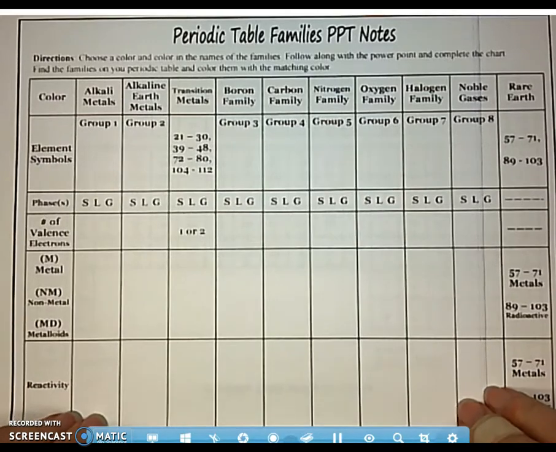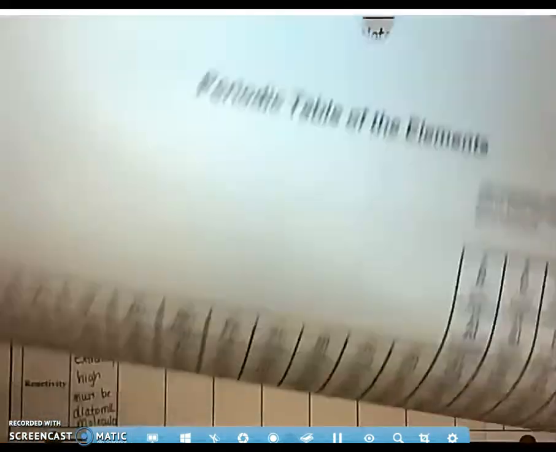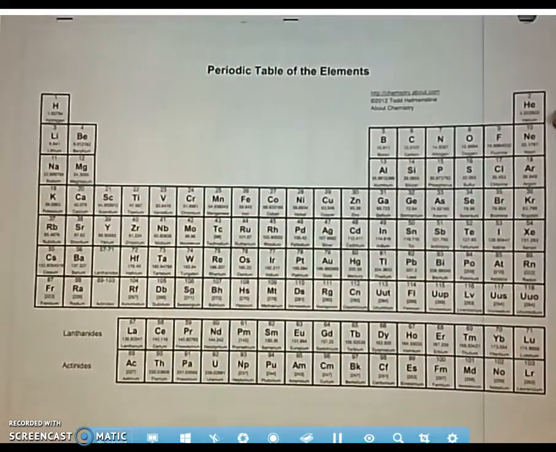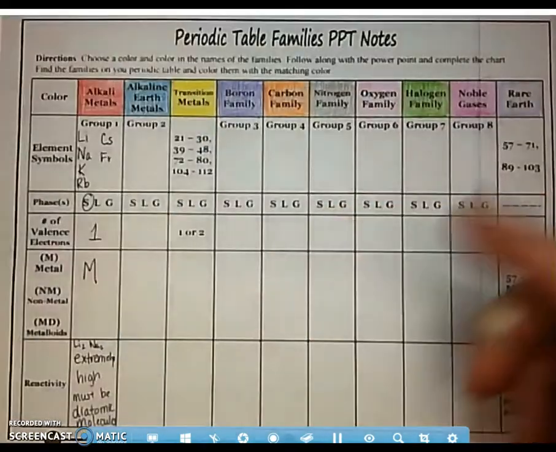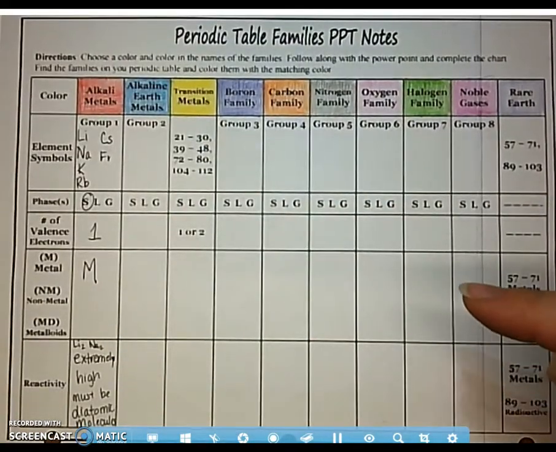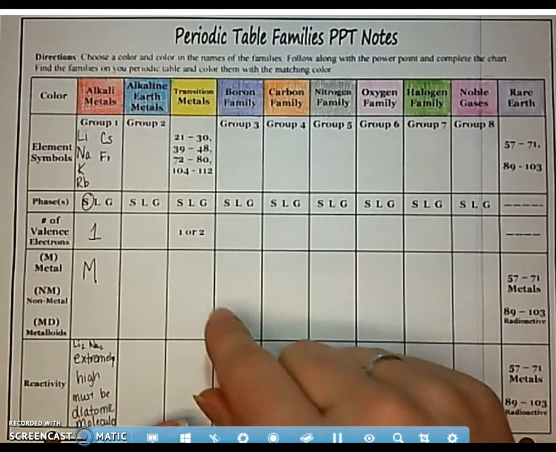Yours is blank. It also has a blank periodic table on the back, and you are welcome to use that blank periodic table on the back or to outline the periodic table that you already have now. We're going to be filling it out as we go along. And I have picked my colors and I've colored them in there. I've got them sitting over here to the side.